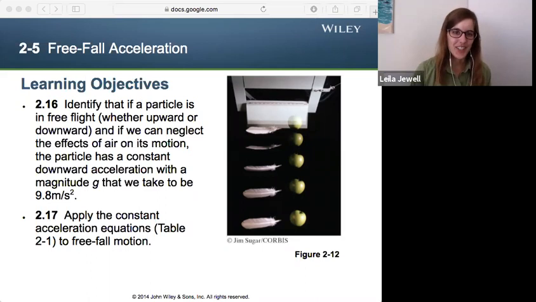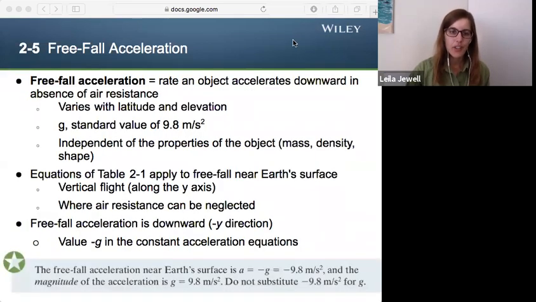All right, so taking a look at this, free fall acceleration is defined as the rate an object accelerates downward in the absence of air resistance. It will vary slightly with latitude and elevation, but it's known as g, and the standard value is accepted to be exactly 9.8 meters per second squared. So this is a variable that will pop up quite a bit.